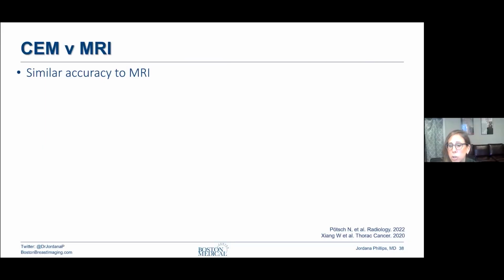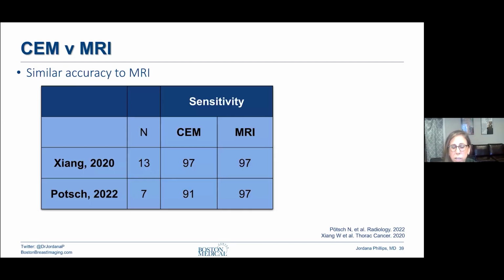So let's talk about contrast-enhanced mammo compared to MRI. Well, the studies have shown a similar accuracy of contrast mammo to MR. What this means really is that accuracy is a measure of how well it finds cancer and how well it doesn't find non-cancer. So let's look at that. Sensitivity is the ability to find cancer. And these are two meta-analyses performed in 2020 and 2022 with a different number of included studies.